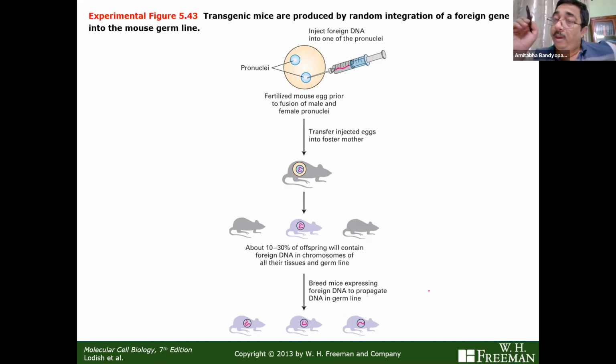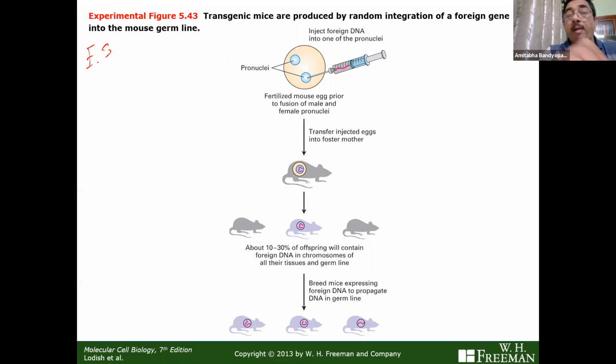So if you remember, a knock-in or knockout mouse was generated by first modifying ES cells and then injecting the modified ES cells into a blastocyst, then taking the blastocyst, putting it in a pseudo-pregnant mother, and expecting that in some of the progeny from this manipulation, the modified ES cell will contribute to sperm production, so that it goes germline. Here it is not like that.